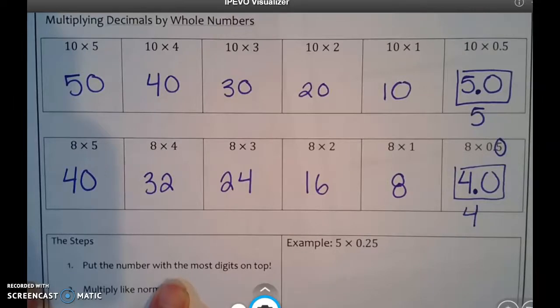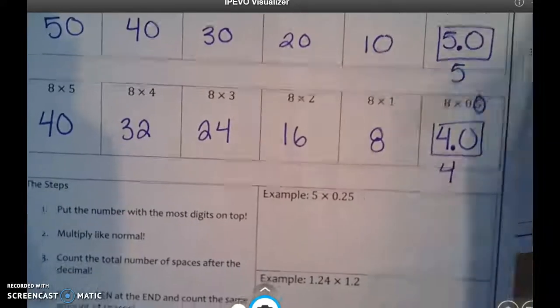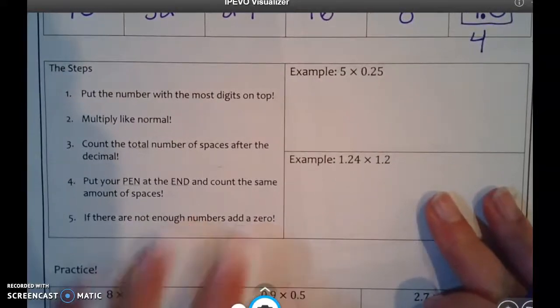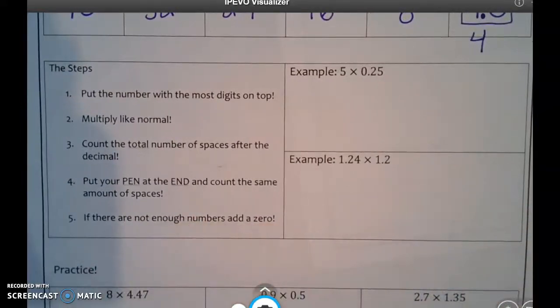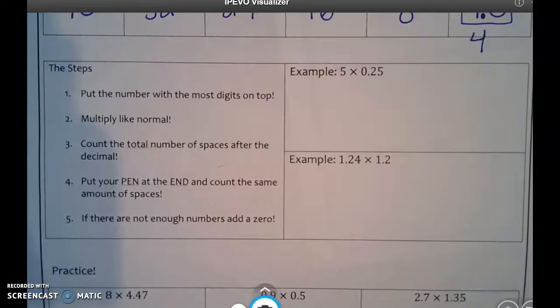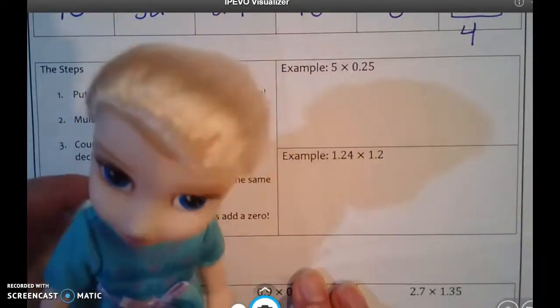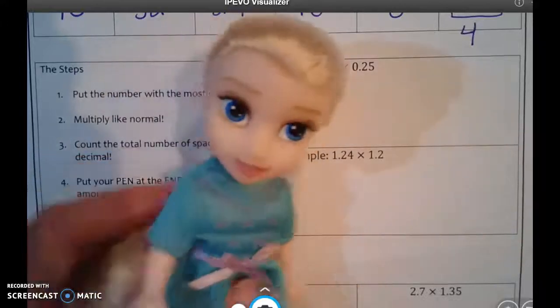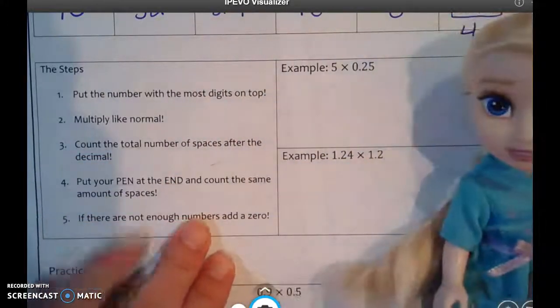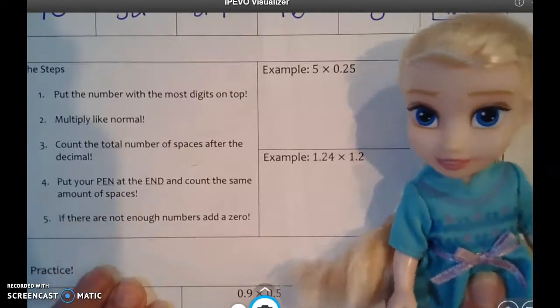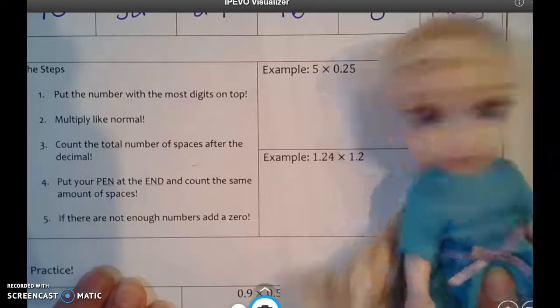Let's do this with some harder problems now. So what will it look like if we have lots more digits to work with? Well, we have the steps right here, and I have somebody special joining us who's going to read the steps. Oh, hello, my name is Elsa. I'm going to read the steps to you today. Step number 1, put the number with the most digits on the top.